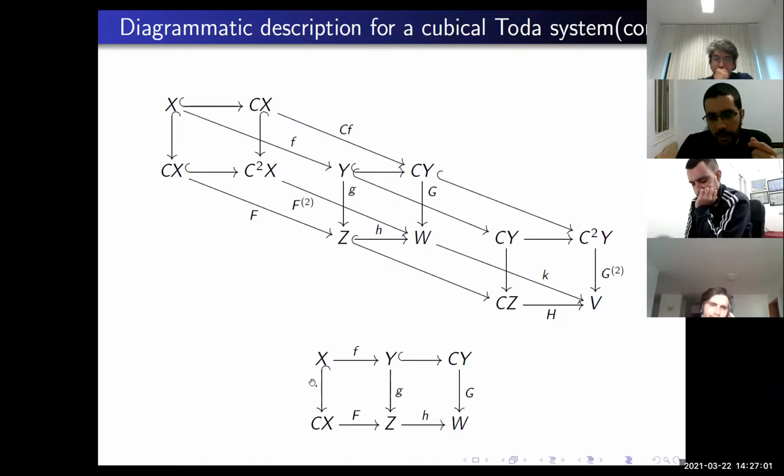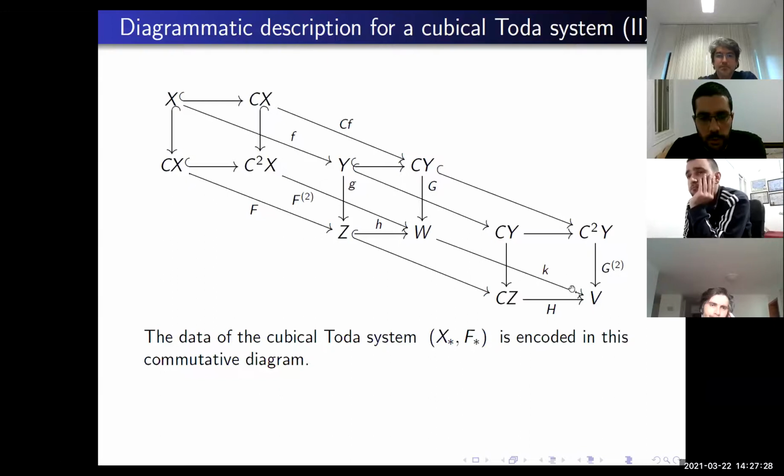But how can we get the Toda from this? We remember how we got the Toda here. How did we get the Toda? By applying the homotopy cofiber. So we can do the same here and apply the homotopy cofiber here. So the homotopy cofiber of this is equivalent to the double suspension of the homotopy cofiber of this cube. So we will do it later. I just want to continue here.